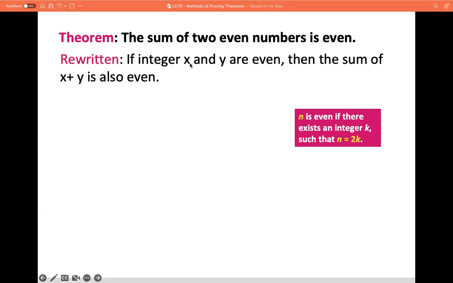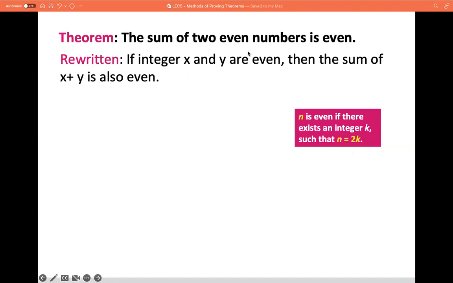If integers x and y are even, so we have introduced two variables x and y to represent the two even numbers. So if these two integers x and y are even, then the sum x plus y is also even. So now it has this conditional form. So we will be using the definition of an even number, that n is even if there exists an integer k such that n is equal to 2k.